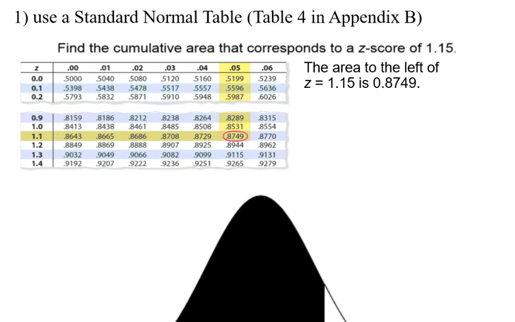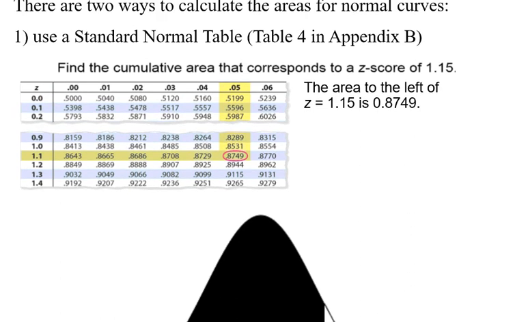Well, if I go to a standard normal table, and this is found in table 4 in appendix B in your book, this is how you do it. On the left-hand side, it has the z-score out to the tenths. To the right-hand side, it has it at the hundredths. So if I wanted to find the probability or the area to the left of a z-score of 1.15, I go to 1.1. Then I find the 0.05, because together these make 1.15. I find where they intersect, and the probability is 0.8749.